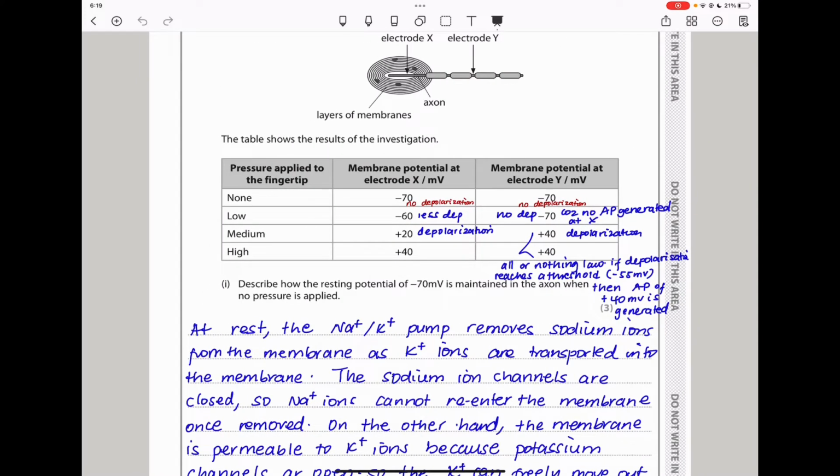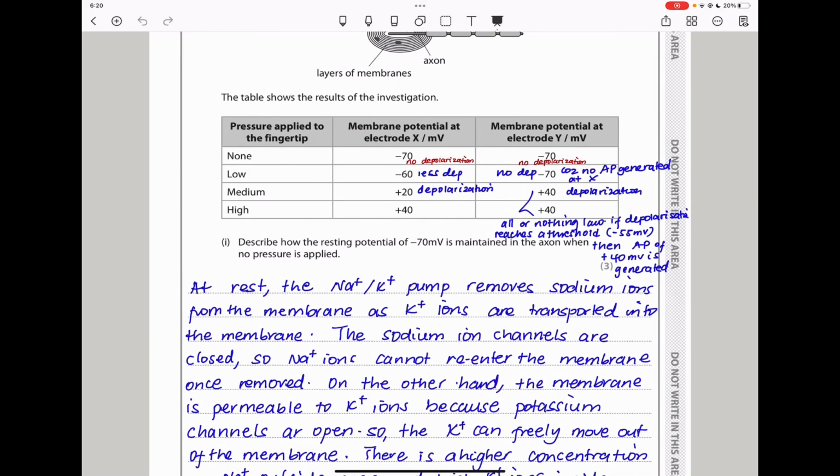So the first question asks us to describe how the resting potential of negative 70 millivolts is maintained in the axon when no pressure is applied. Here we have to talk about the sodium-potassium pump as well as the movement of ions across the membrane. So I said, at rest, the sodium-potassium pump removes sodium ions from the membrane as potassium ions are transported into the membrane. So basically, there is going to be pumping of sodium ions out as potassium ions are brought inside the membrane. And then the sodium ion channels are closed, so the sodium ions cannot re-enter the membrane once removed.